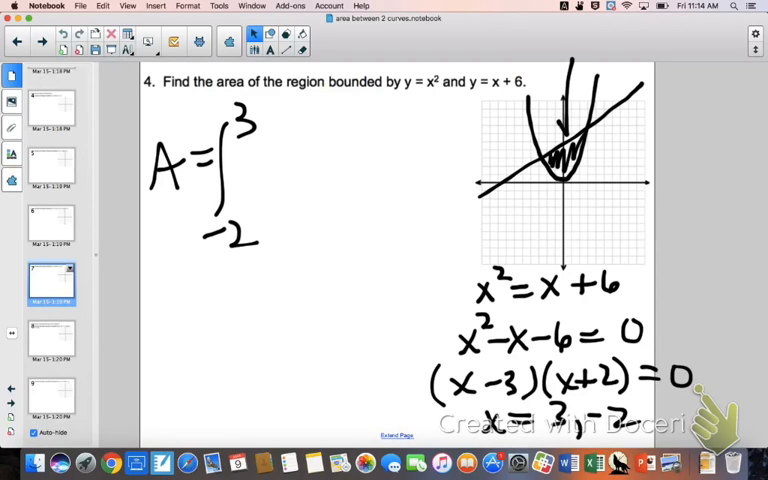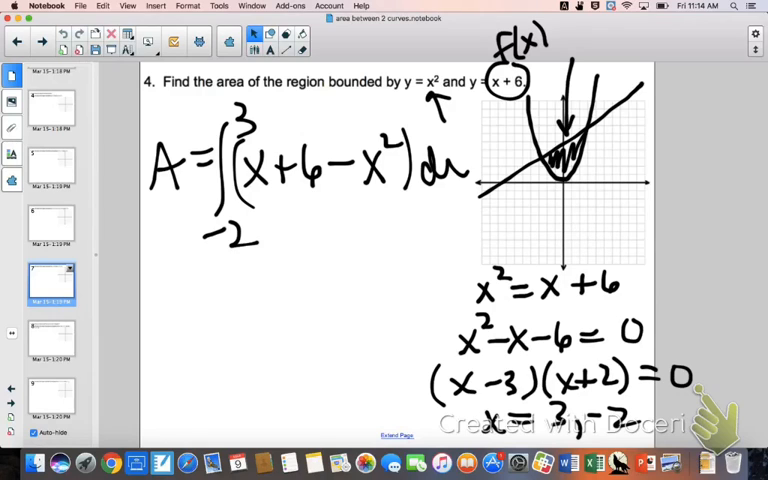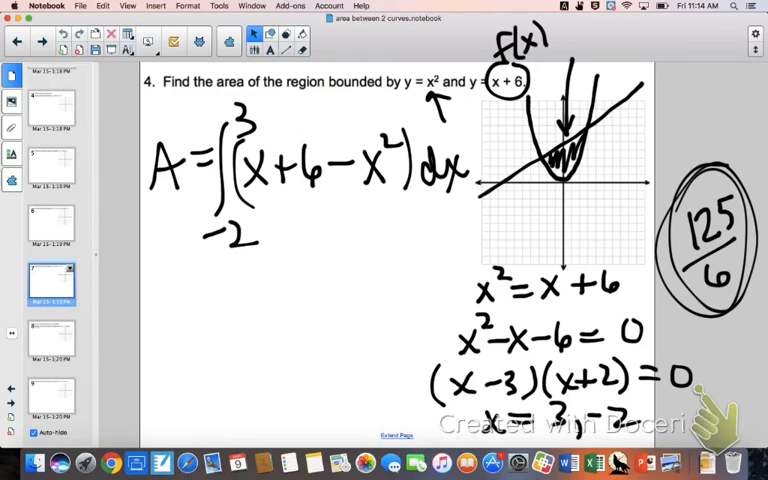The top function is your linear function, so this is our f of x, so that's x plus 6, minus the bottom function, which is the quadratic, x squared. Okay, go ahead and do that work out. Pause the video. When you unpause it, you should get 125/6 for your answer.